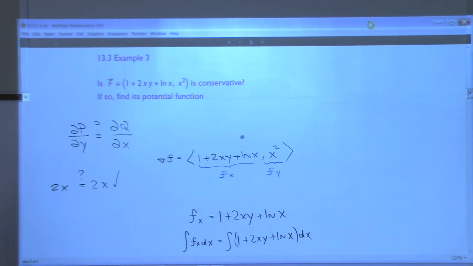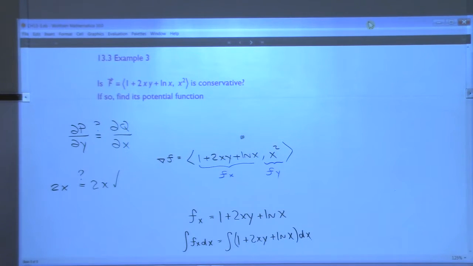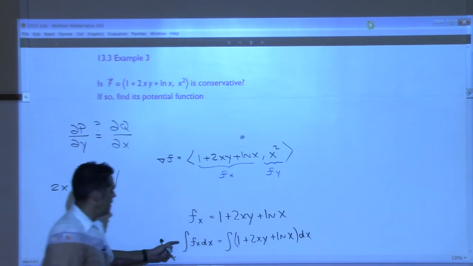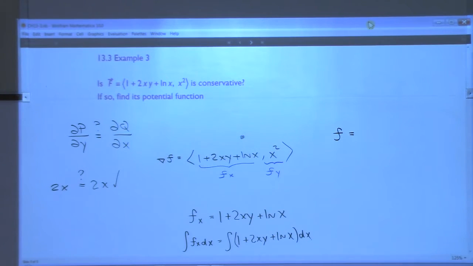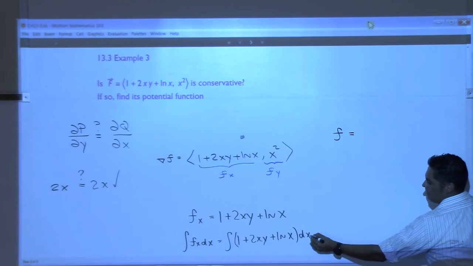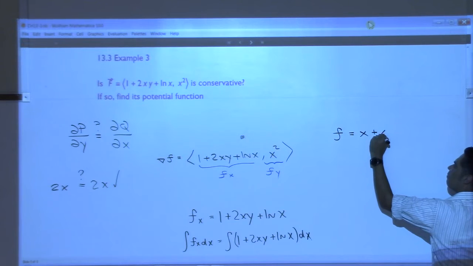Who wants to volunteer this next step? Just tell me what the next line is going to be. In that case, the next line is going to be f equals that. f equals, and then you want to give me the antiderivative of that, with respect to x in this case, on the other line. So you're going to have x squared y. Good.